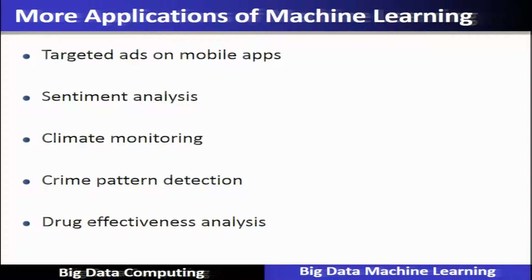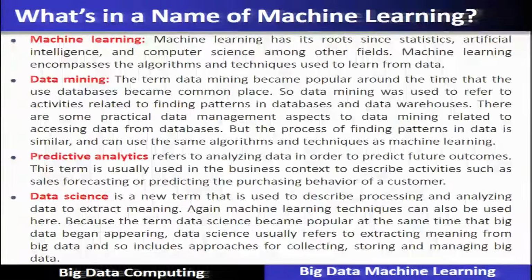Further applications of machine learning include targeted advertisements on mobile apps, sentiment analysis, climate monitoring, crime pattern detection, and drug effectiveness analysis. Now let us decipher what is there in the name machine learning and the other related terms which are available.